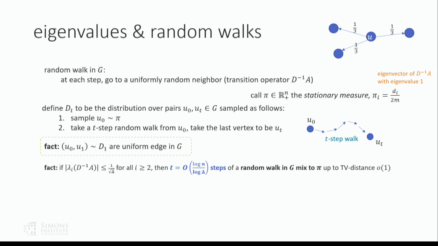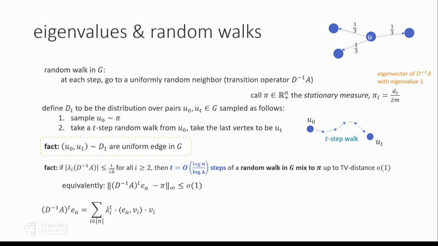So basically, if I take log n over log delta steps of a random walk, I'm going to mix to the stationary measure up to total variation distance little o of 1. This is equivalent to saying that for any vertex A in the graph, if I take the indicator for A and I apply the random walk operator to the power t, I get close to pi in infinity norm, or whatever you'd like. And the proof here is simple as well.